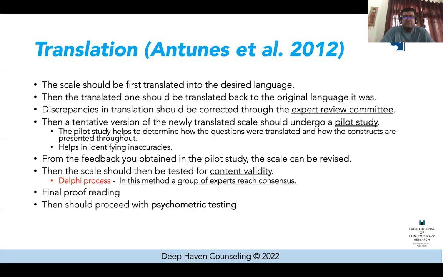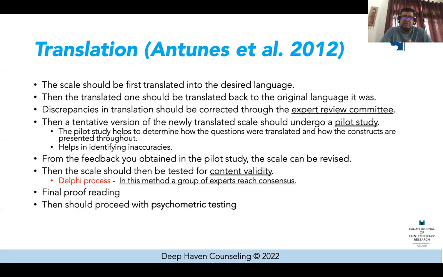So the scale should first be translated into the desired language. That's the first step. And then the translated one should be translated back to the original language it was. That's the back translation that I was speaking about. So here, discrepancies in the translation should be corrected through the expert review committee. So what you can do is you can actually have a committee, about 5 people who are experts in the field of psychology. For example, they could be lecturers, they could be practitioners. There needs to be some diversity also. You can't just get all your colleagues in the expert review committee, because then the insight might be slightly limited.